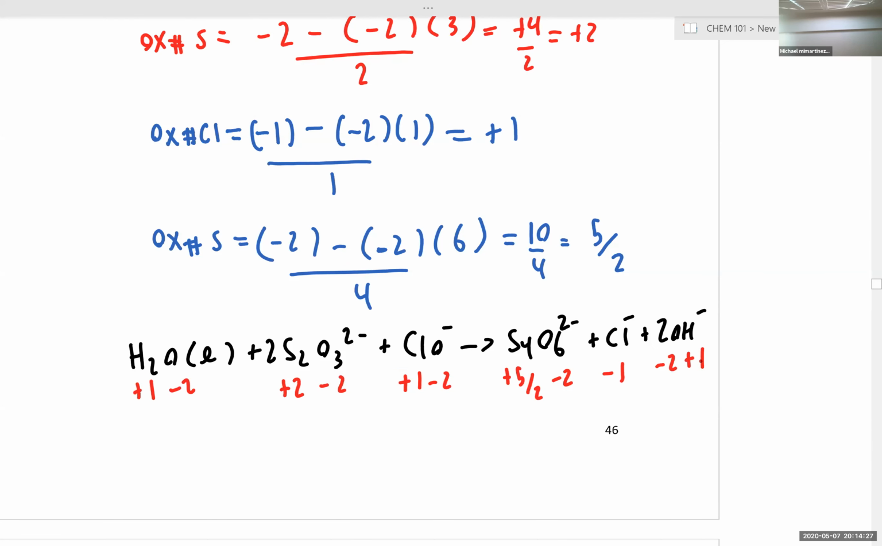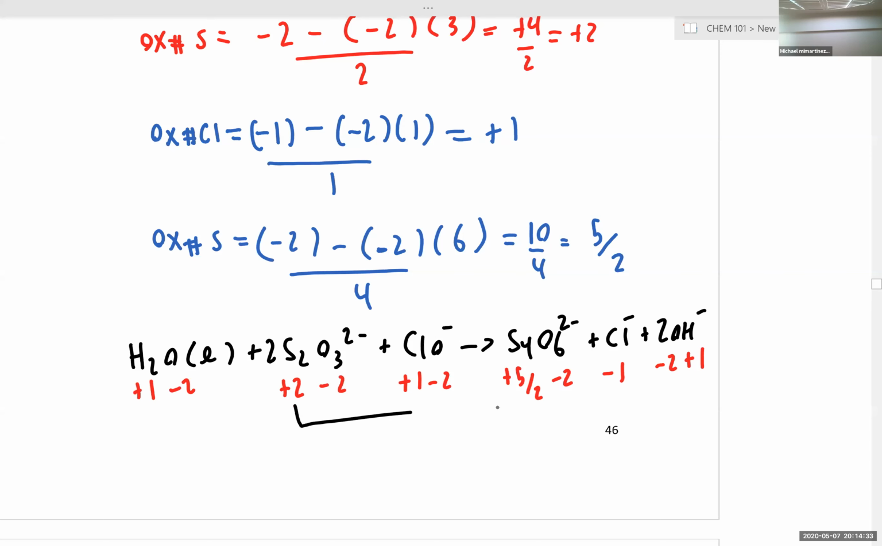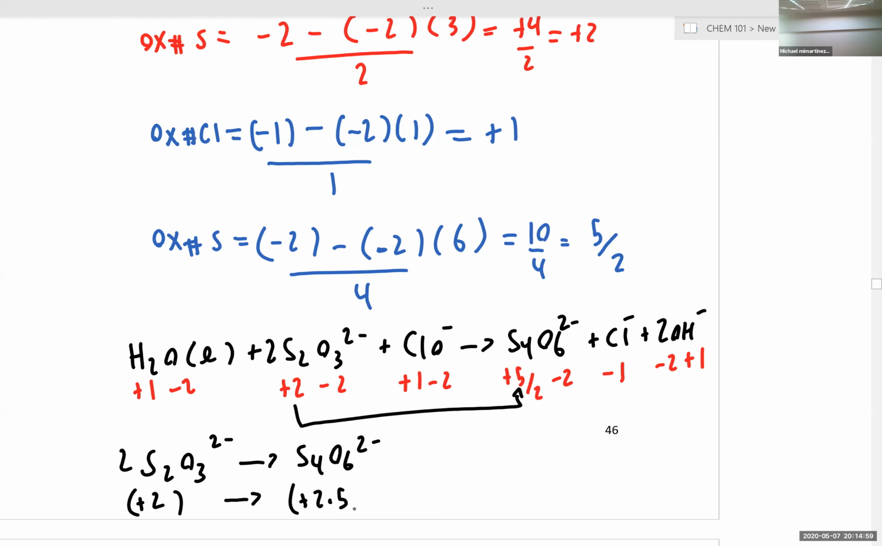Sulfur, exactly right. Okay, so let's isolate sulfur. So we have S2O3 2- leading to S4O6 2-. So we went from +2 to +5/2, which can be best thought of as +2.5. Now, this is the change per 1 sulfur atom. So we have a change of 0.5 electrons per sulfur atom.